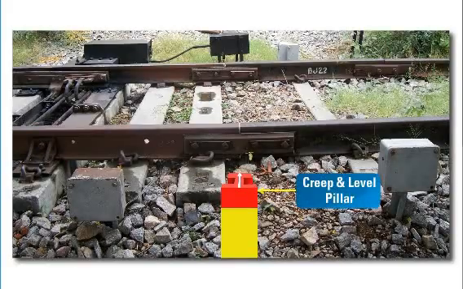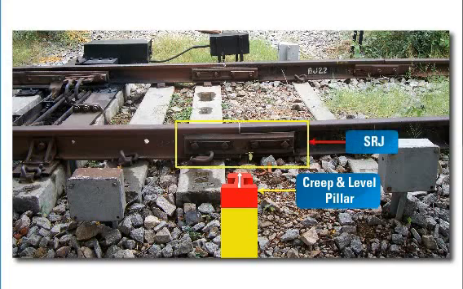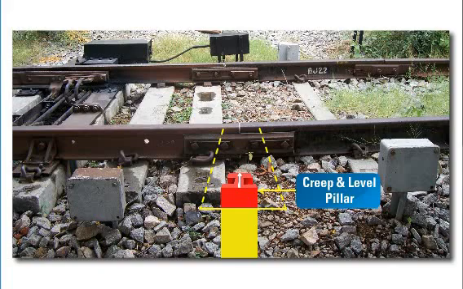Creep and level pillar. Creep and level pillar are provided by the engineering department near the stock rail joint to measure creep of rails. The level pillar indicates the height of rail level when points are sunk.